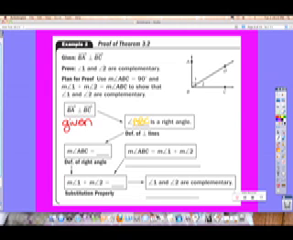Okay, let's go to the right. Right here, do you know where this came from? It says measure of angle ABC equals this angle plus this angle. Measure of angle 1 plus measure of angle 2. Do you know why? What do you think?